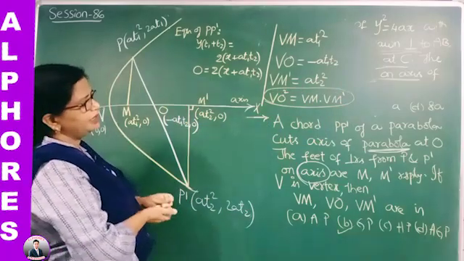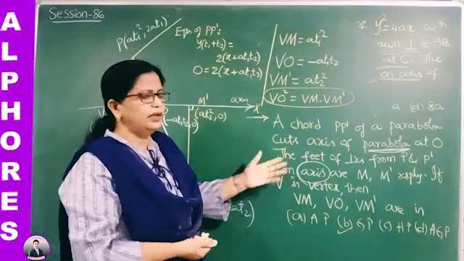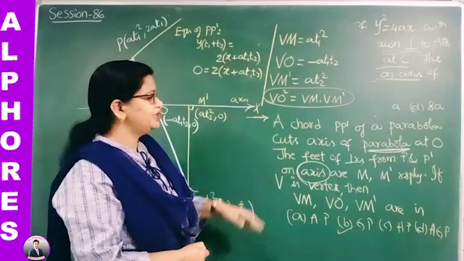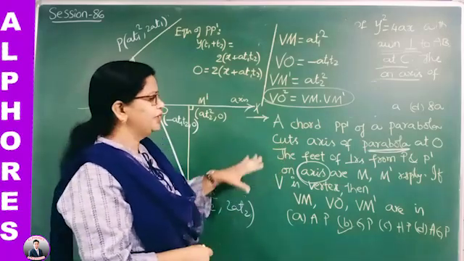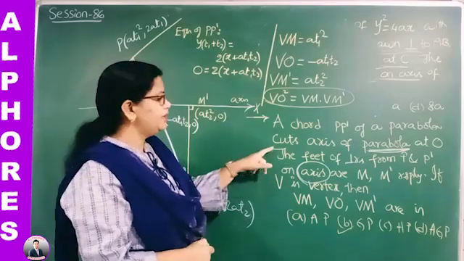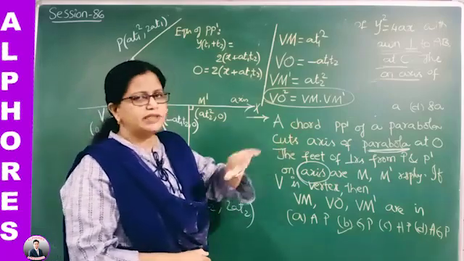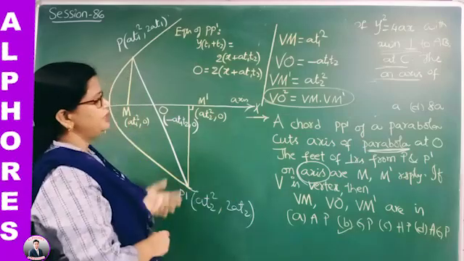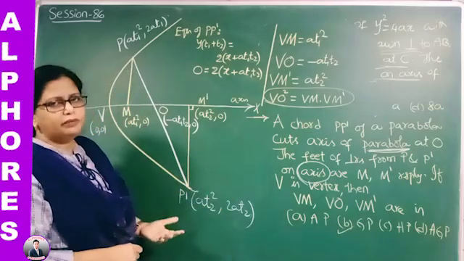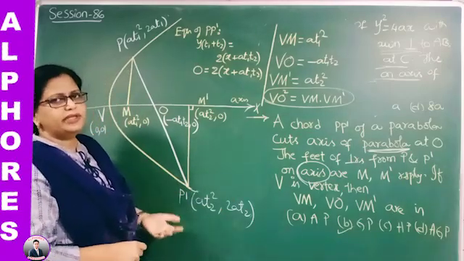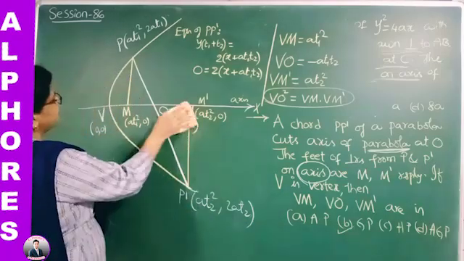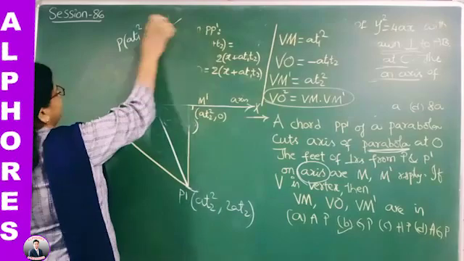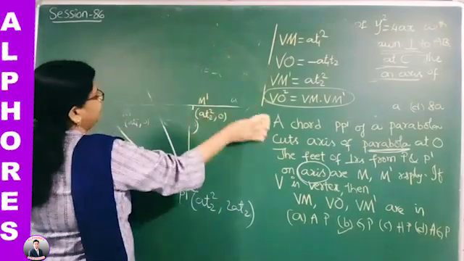So this one you can make use of again as a conceptual question, because nowhere here did they mention the standard parabola equation. They just mentioned that it is cutting the axis of the parabola. That means the parabola can be an oblique parabola, a vertical parabola, or a horizontal parabola. So finally, the answer we got is that these three are in geometric progression.